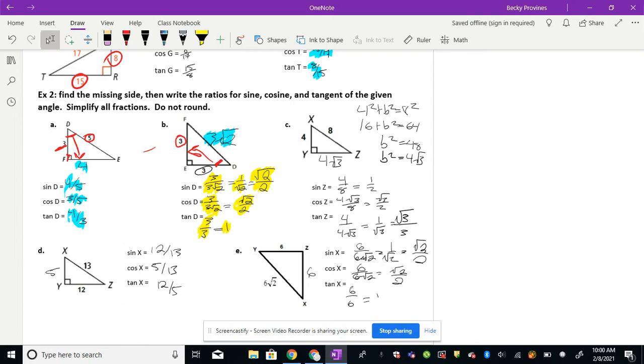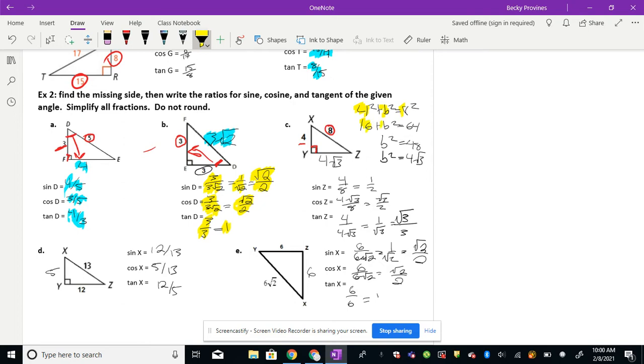All right, moving on to letter C. First things first, we got to find this side length. So we've got our short side here. We've got our hypotenuse in 8 because it is across from that right angle. So let's set up 4 squared plus b squared equals 8 squared.